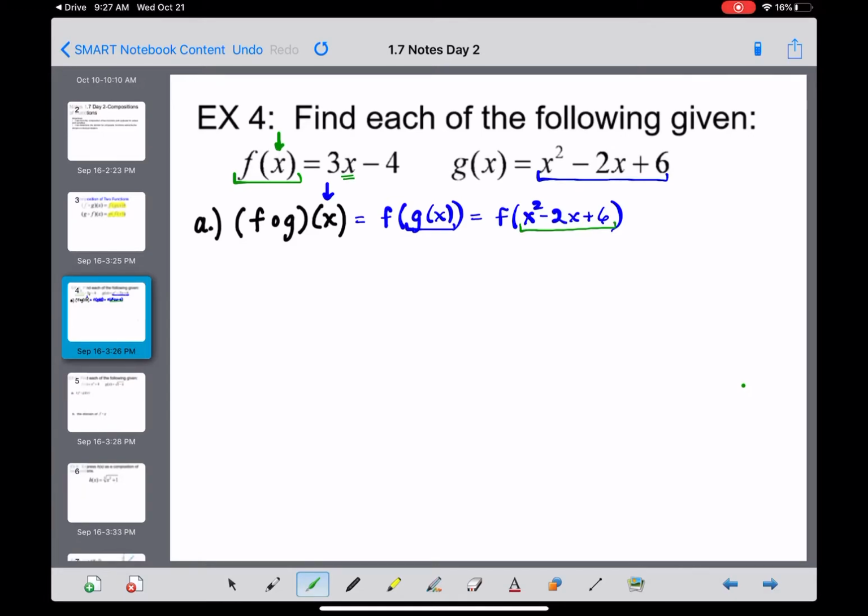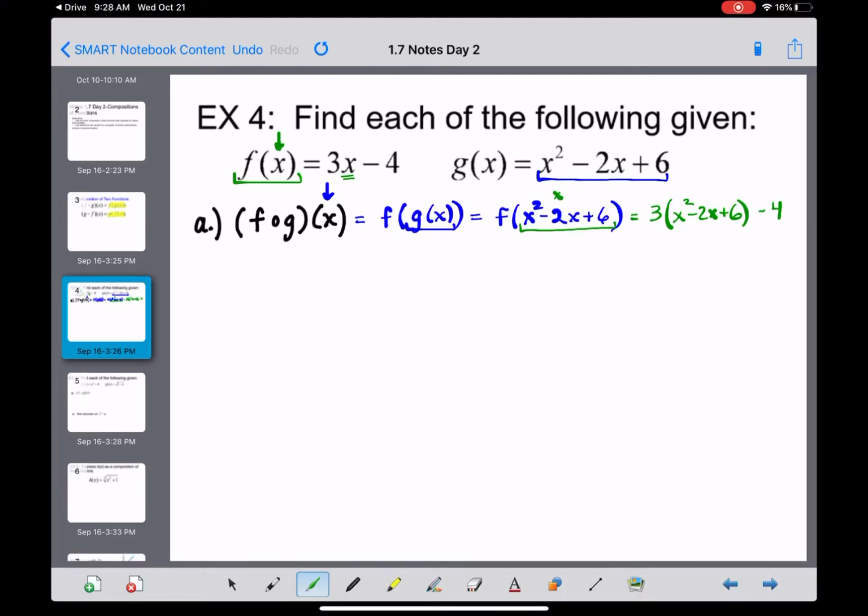So if it helps you, instead of putting the x, you could write 3 times parentheses minus 4, because instead of x, this is the x part, we're subbing in x squared minus 2x plus 6. So again, you're subbing an entire function, the entire function g of x, in place of x for the f of x. Then all you have to do is simplify.